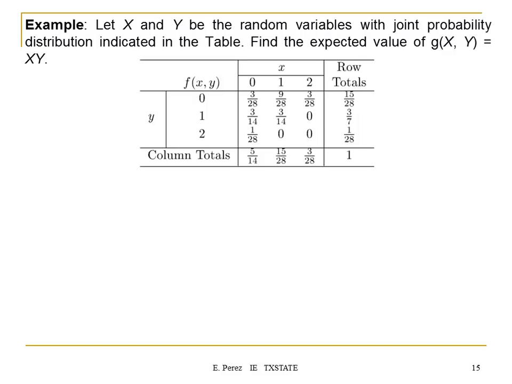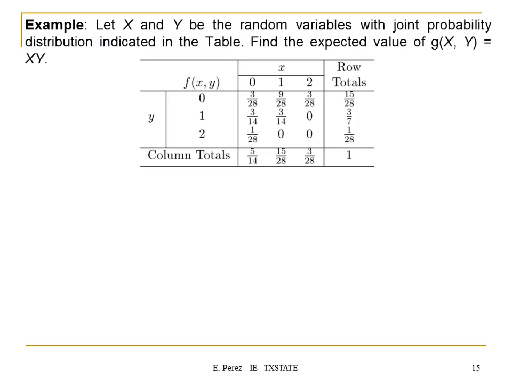Does anyone remember what these numbers mean? Yes, this is the marginal for y, correct. And these values here are the marginal values for the probability distribution of x. Okay, and we know that the summation of these values and these values should be equal to 1.